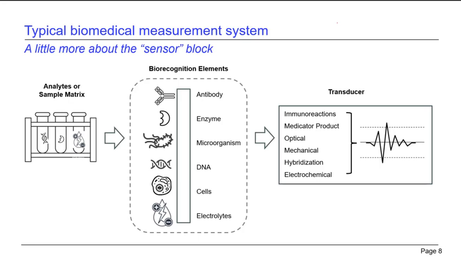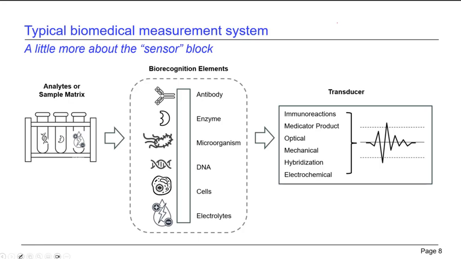DNA, of course, used in general assays for detecting mutations, pathogens, or specific sequences. Cells used in cell-based biosensors for toxicity assessment or even drug discovery. Electrolytes, okay, the primary focus of this module, which includes ion-selective electrodes that measure specific ions in biologic fluids.